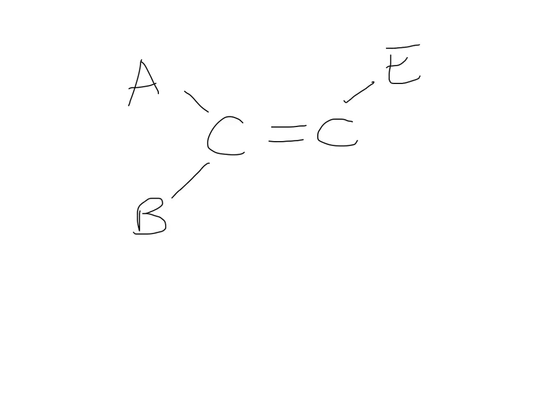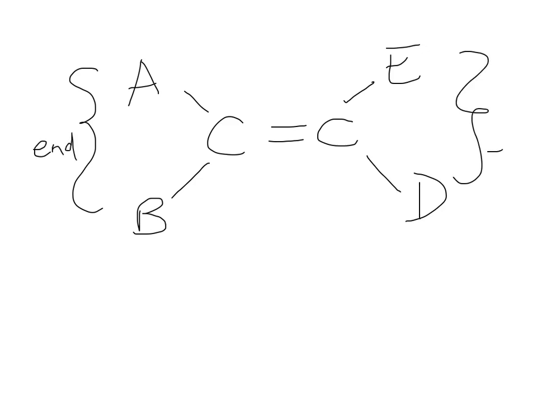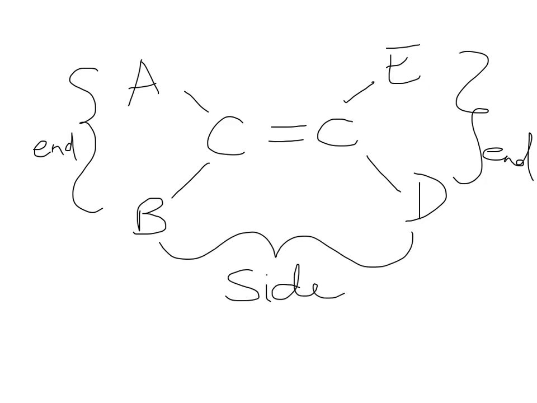Now how do we generalize this? Let's write C=C, and I'm going to call these substituents A, B, E and D. This is known as the end of the chain, or more precisely the end of the carbon-carbon double bond, and this is known as the side of the double bond.